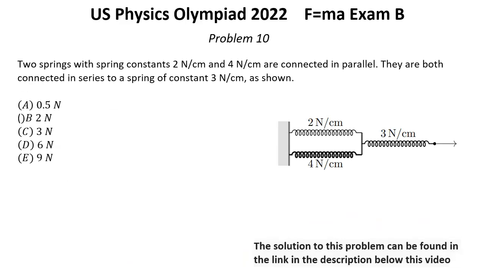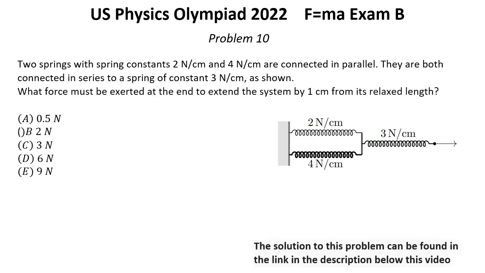Problem number 10. Two springs with spring constants 2 newtons per centimeter and 4 newtons per centimeter are connected in parallel. They are both connected in series to a spring of constant 3 newtons per centimeter as shown. What force must be exerted at the end to extend the system by 1 centimeter from its relaxed length?